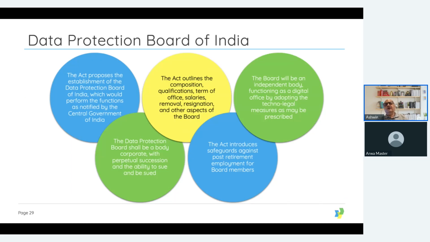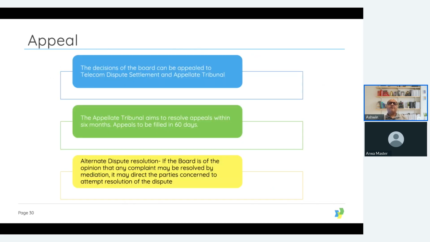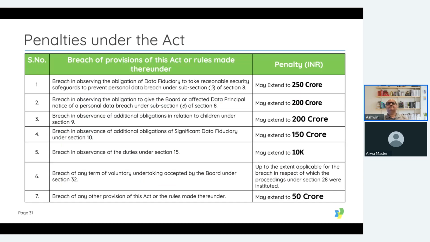Now it also talks about the Data Protection Board of India, which will be established for addressing grievances from the data principal against the data fiduciary. If not resolved, the Data Protection Board will step in and arbitrate the matter, or follow whatever process is defined. Appeals against the board can be made to the appellate tribunal within 60 days, and they said they will try to resolve in 6 months. There would also be alternative dispute resolutions that will be defined by the board or under the Act.